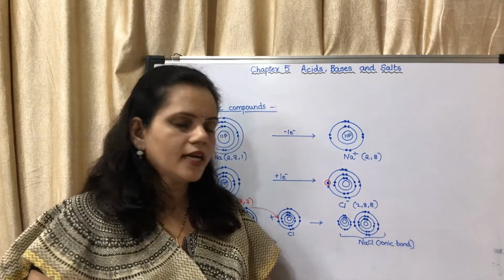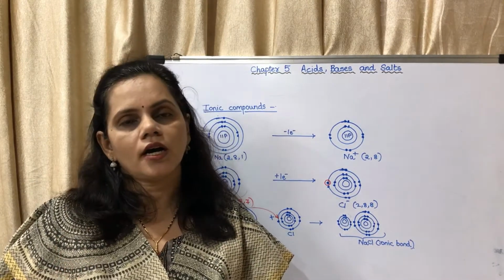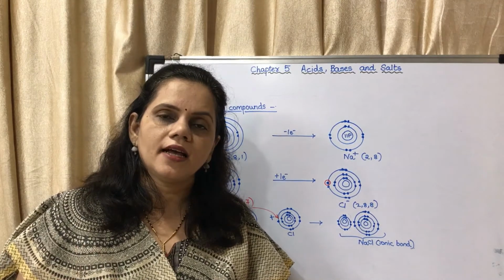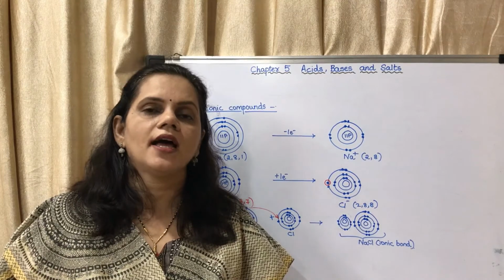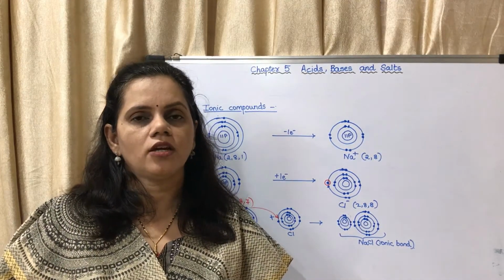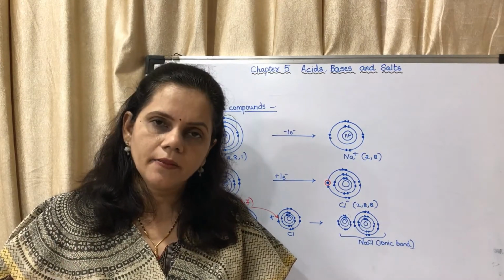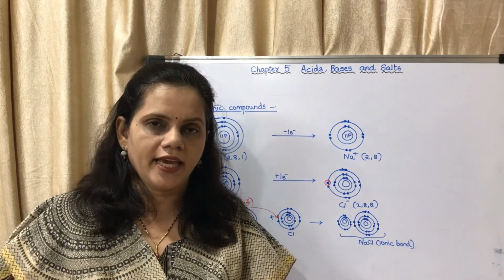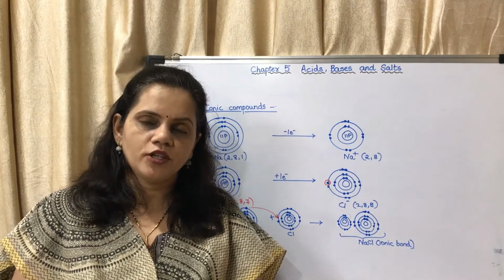So till here there are two topics. First, compounds are divided into acids, bases and salts. Acids have H plus ions, bases have OH minus ions, and salts do not have H plus ions or OH minus ions. And when an ionic compound is dissolved in water, the ions dissociate. That means they separate from each other. Now we may move on to the next topic.